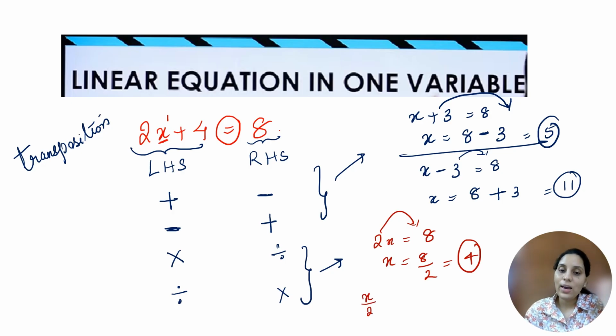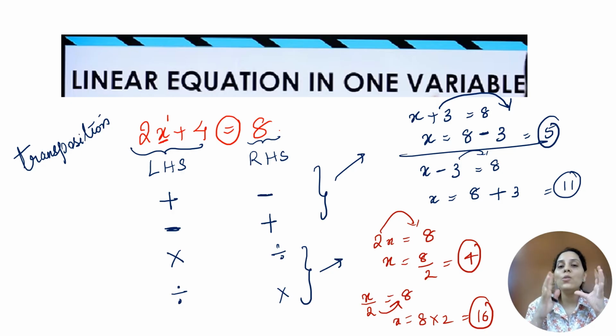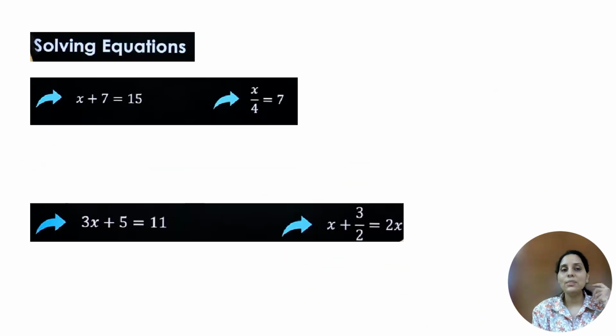Similarly, if I have x by 2 equal to 8, again 2 is dividing, on the other side it multiplies, 8 into 2, 16. So this is how transposition takes place, and you only need to follow this method. You will be able to find the value of the unknown. Now let us see some examples.